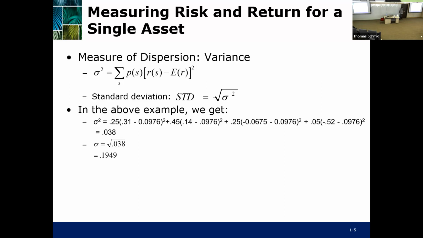So if we do this for our example, let's again do it for the first state, the excellent state. We have a probability of 25%. In that state, we have a return of 31% minus the expected return of roughly 10% squared. And we also do that for all the other states. That's our variance. Super simple.